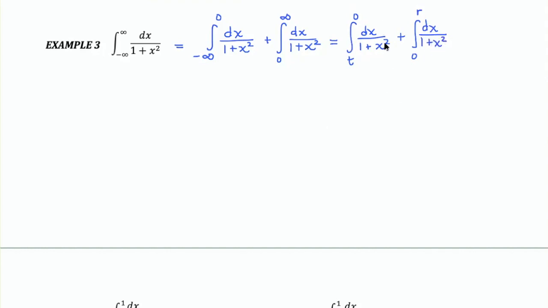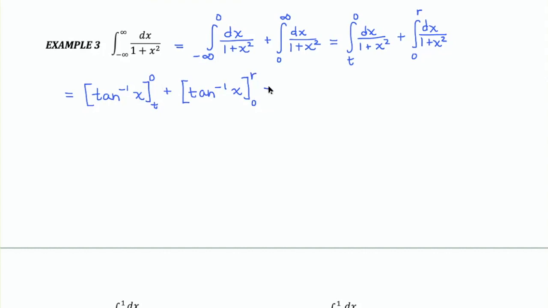Now, these integrals that are sitting here, again, we would just find the antiderivative in the normal way. And there was a special case here. This integral is specifically equal to the inverse tangent. So for the first integral, I'm going to have the inverse tangent of x from t to 0. And for the second integral, I'm going to have the inverse tangent of x from 0 to r.